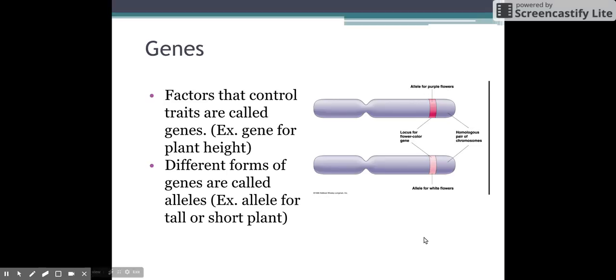Genes, again, are factors that control traits. And here you can see on the chromosome, this would be an individual gene. And different forms of genes are called alleles. So the gene would be for plant height. The allele would be, okay, we've got a tall plant and a short plant, or a purple flower and a white flower.